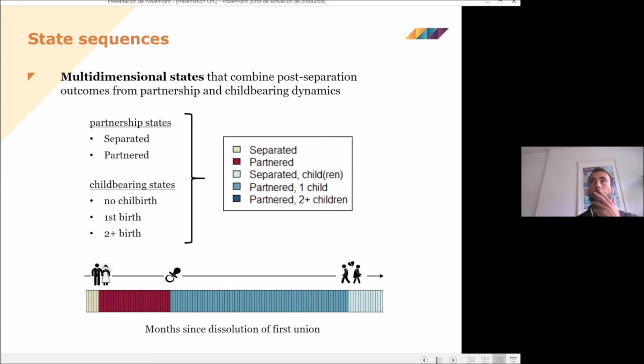As you can see, the family states are multidimensional because they combine partnership states, which could be being partnered or unpartnered, with childbearing states, which could be no birth, first birth, or second birth. And we come up with 5 possible family states that are relevant enough in our sample and reflect a simplified but also quite relevant set of post-separation family situations.